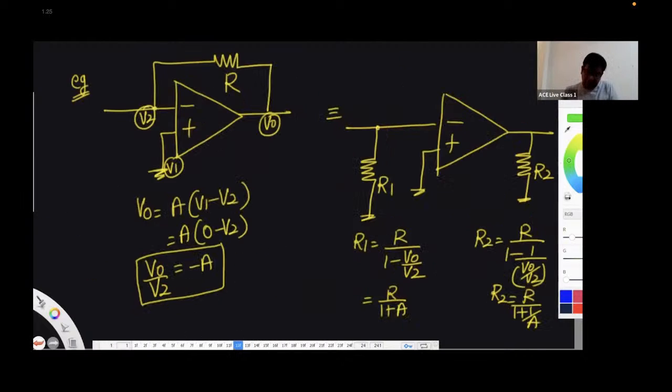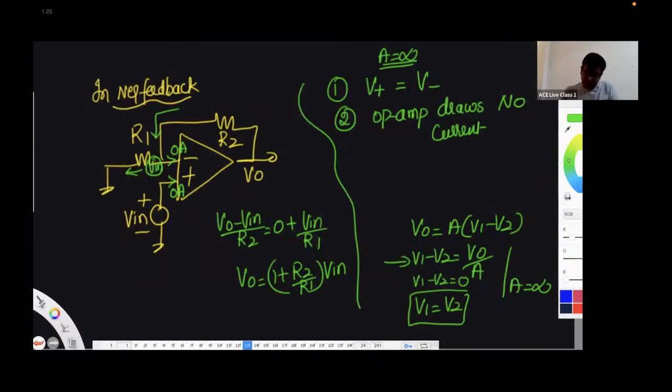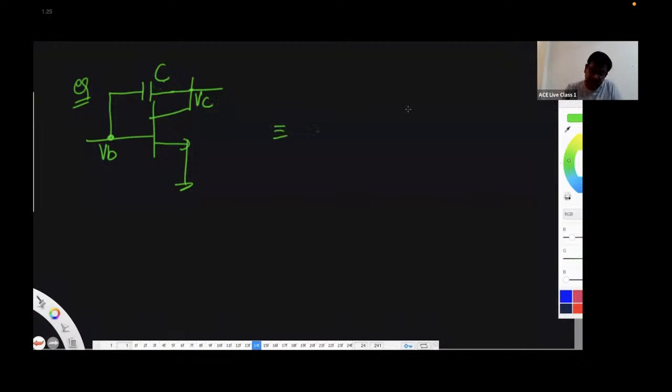Yeah, I was talking about Miller's theorem. So the Miller application can be given to BJT and MOSFET. So if you have a resistor or a capacitor here, we are talking about a capacitor. Say this is VB and this is VC. So now this capacitor can be split into two capacitors, one from VB to ground, another from VC to ground.